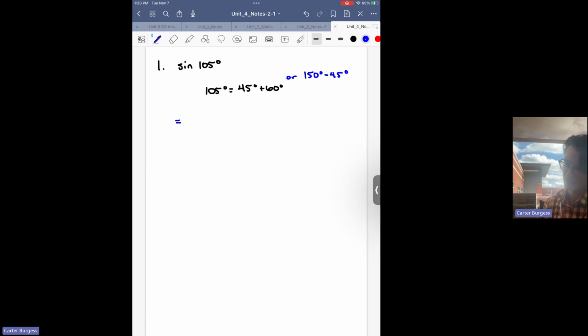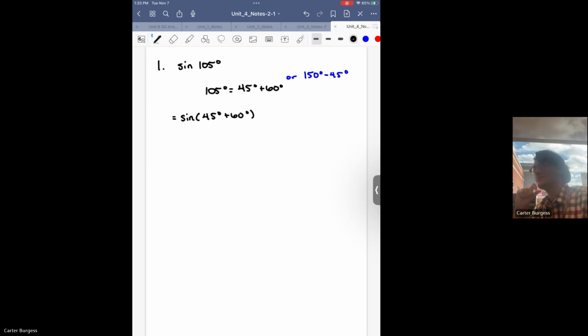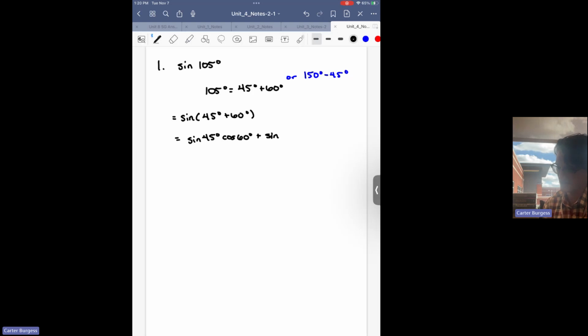So we are looking at sine of 45 plus 60 degrees. So what do we know about sine in the context of our sum? Is sine nice or mean? Sine is nice, which means sine gets along well with others. And is it going to do anything shady to that plus sign? No, not going to do anything there. This is going to be sine of 45 times cosine of 60 plus sine of 60 times cosine of 45.